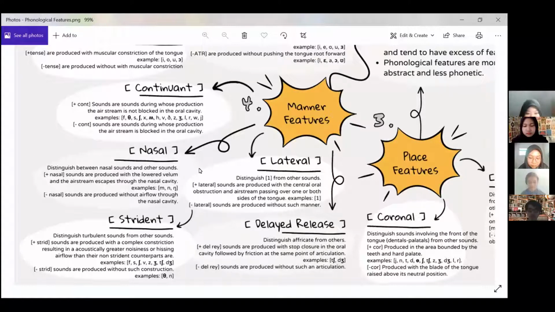And we have strident. This feature is to distinguish turbulent sounds from other sounds. Positive strident sounds are produced with a complex constriction resulting in acoustically greater noisiness or hissing airflow than their non-strident counterparts. For example, j in job. And we have negative strident sounds, which are produced without such constriction, such as th in think.